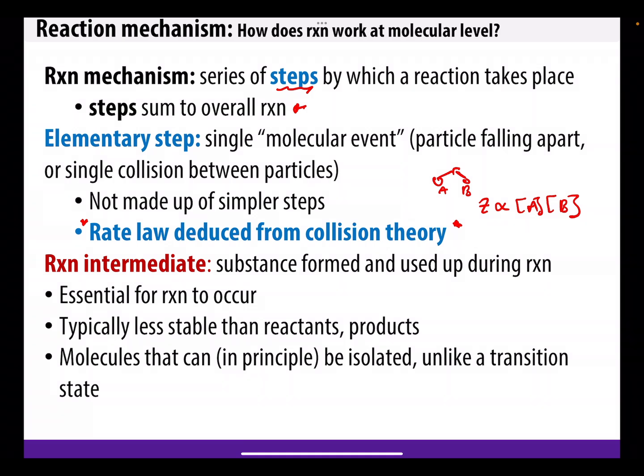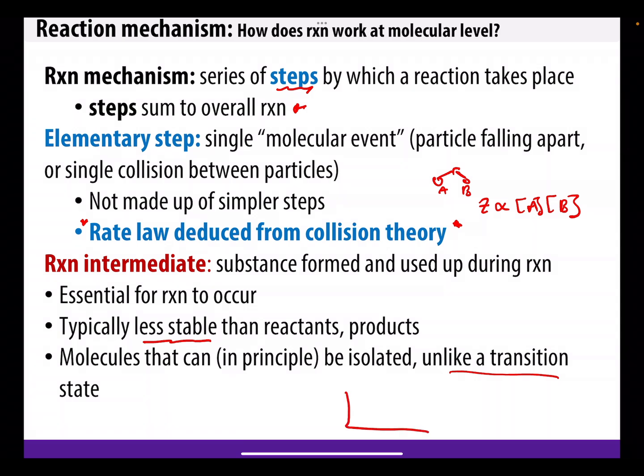Okay, the next key point is a reaction intermediate. That's going to be a substance that's formed and used up during a reaction. We'll see that, again, it's essential for the reaction to occur, and it is predicted or given by the particular reaction mechanism we're thinking about. It's going to typically be less stable. It's only present usually in pretty small amounts during the reaction, but it is a molecule that could in principle be isolated, unlike, say, a transition state.